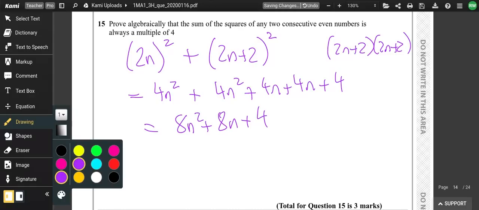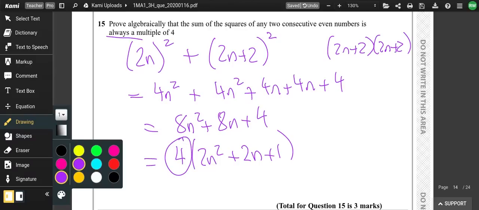And whenever you're asked to show if something's a multiple of something, we have to take that number out as a factor. So we take 4 out as a factor, and whatever's inside this bracket, it doesn't matter what number it is, it will always be multiplied by 4. So that number will always be a multiple of 4. That's how we show it, by taking that number out as a factor.